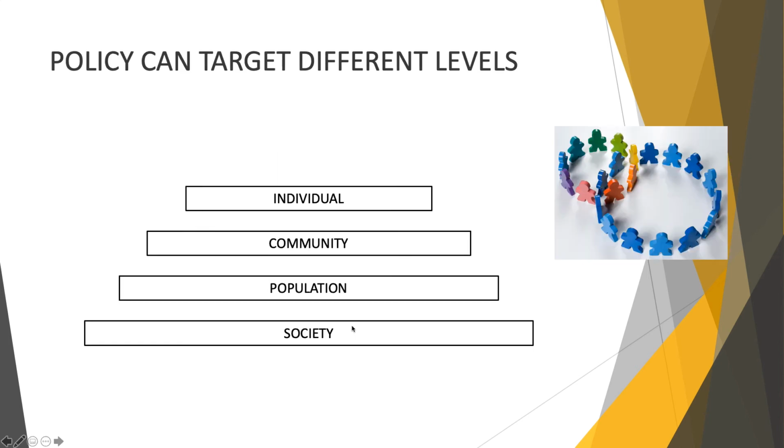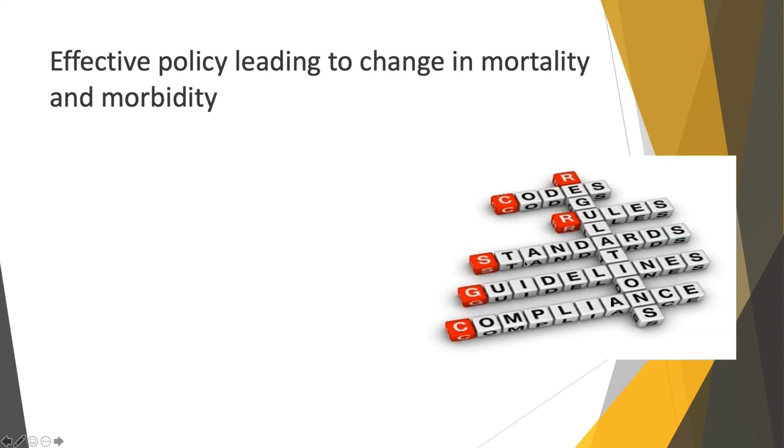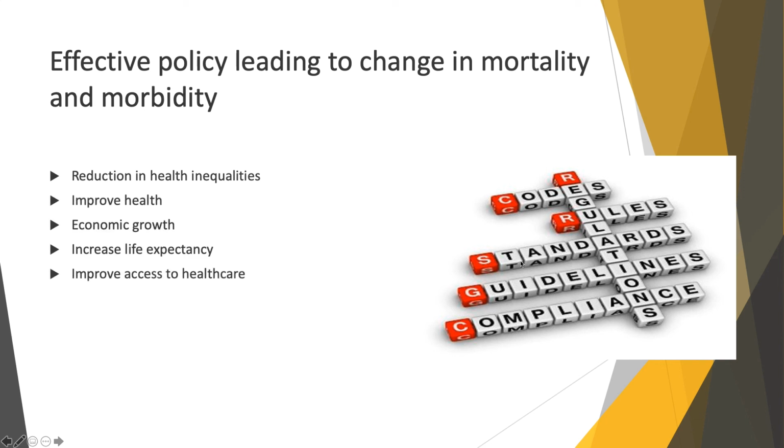Okay, so a policy can target different levels. A policy can target the individual. A policy can target community. A policy can target specific population groups, or a policy can target society. As you can see, it kind of snowballs that way. If a policy is targeted at an individual, it's obviously not going to have as much impact as when you target the society. So that's pretty self-explanatory. So an effective policy should do at least one of these.